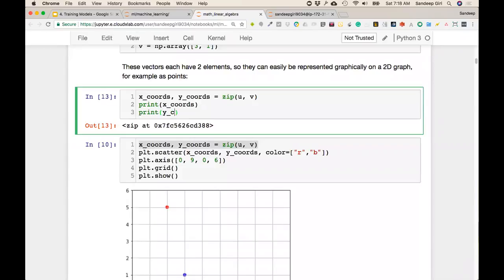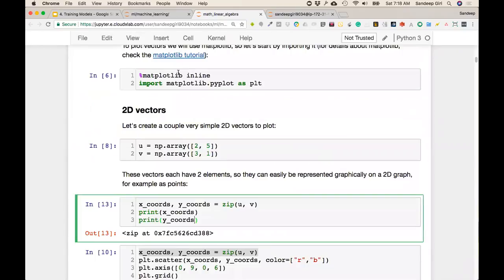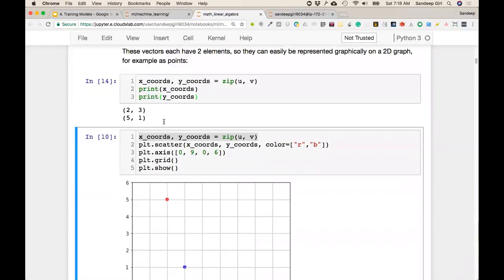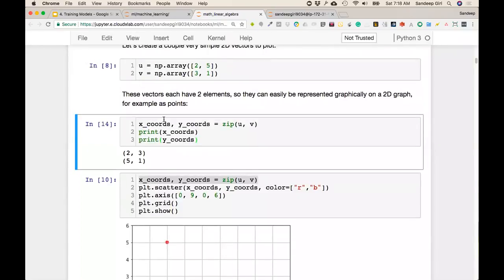Basically, the idea with respect to zipping is that if you want to bring these two elements together, like 2 and 3 together, 5 and 1 together, then we take two vectors and zip them. And that way we can, like this. You see that? So basically, we created two vectors out of this, two lists or two NumPy arrays. One is 2, 3 and 5, 1.